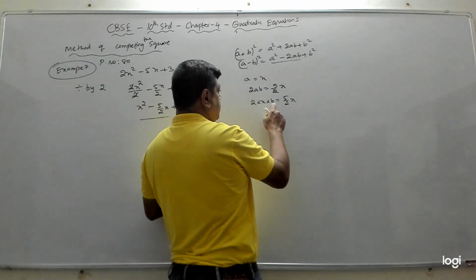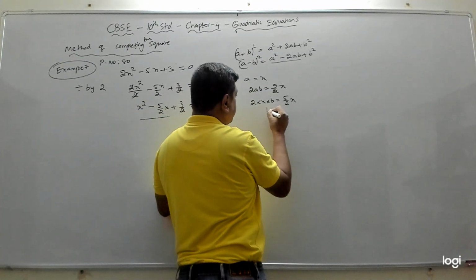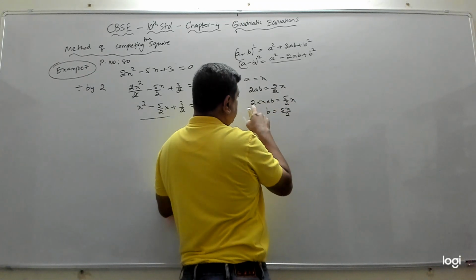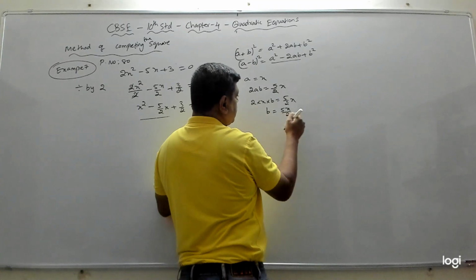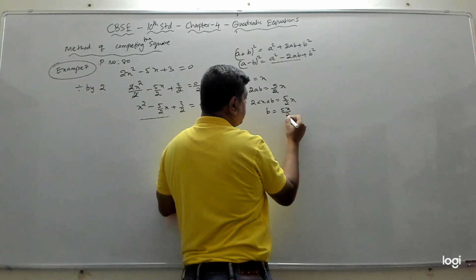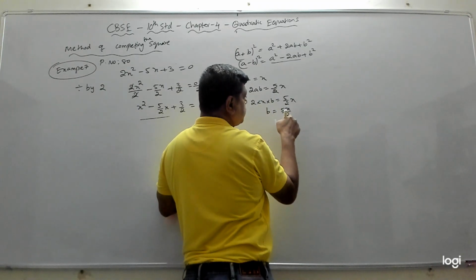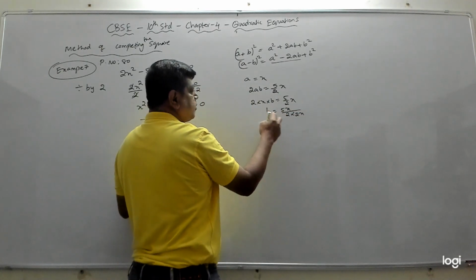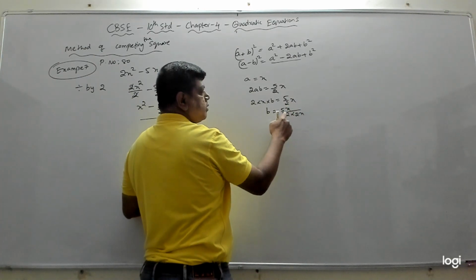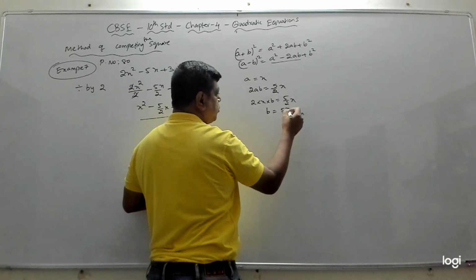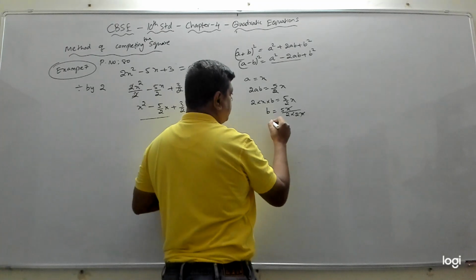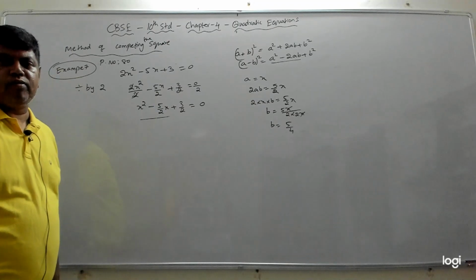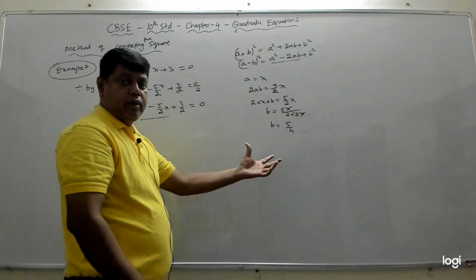Now we are going to find b, which means bring this down. So b will become 5 by 2x, which means 5x by 2 into x. The 2x also goes to the denominator, so x will get cancelled. Then your b will become 5 by 4. So what is your b? 5 by 4. This is clear, how we have found b.